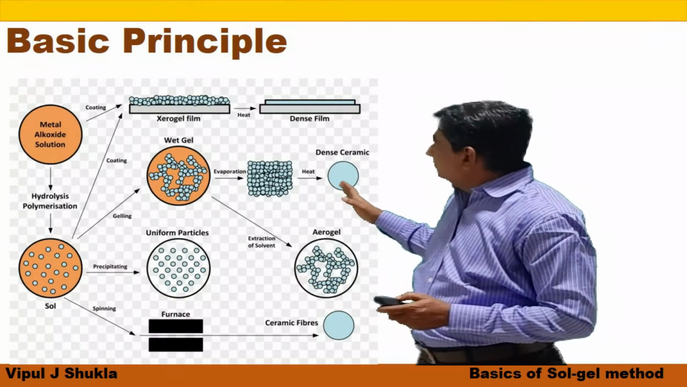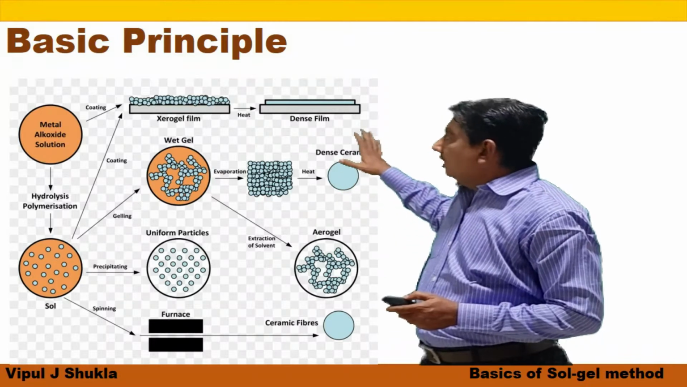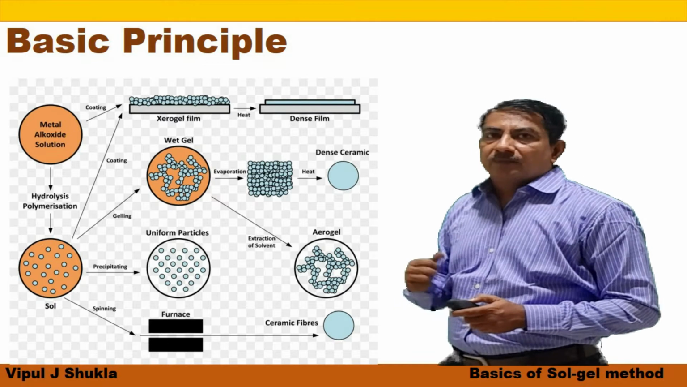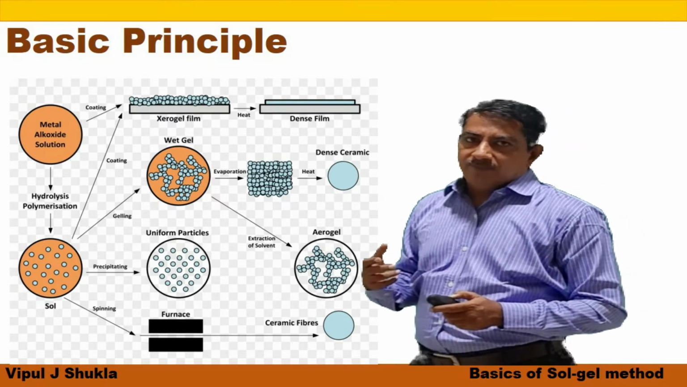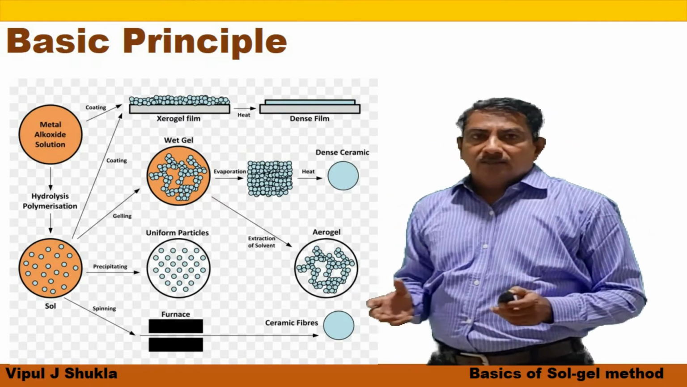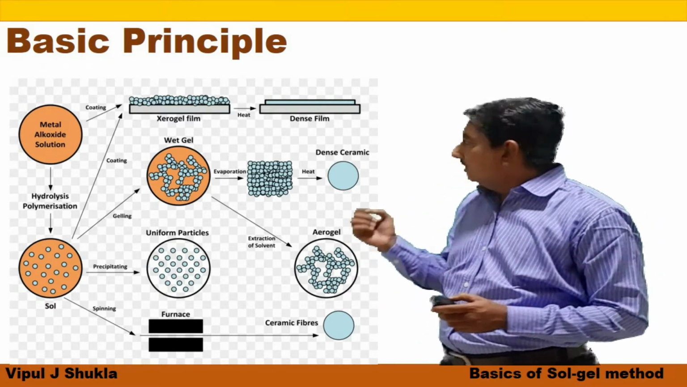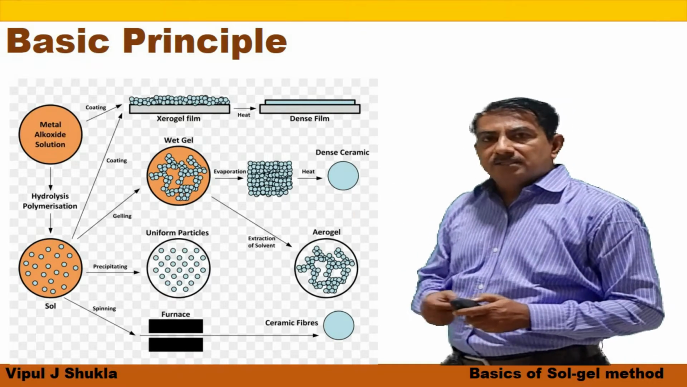Look at this figure. Metal oxides, how they are formed, sol and gel. The complete meaning, or we can say the process, is explained in this figure.